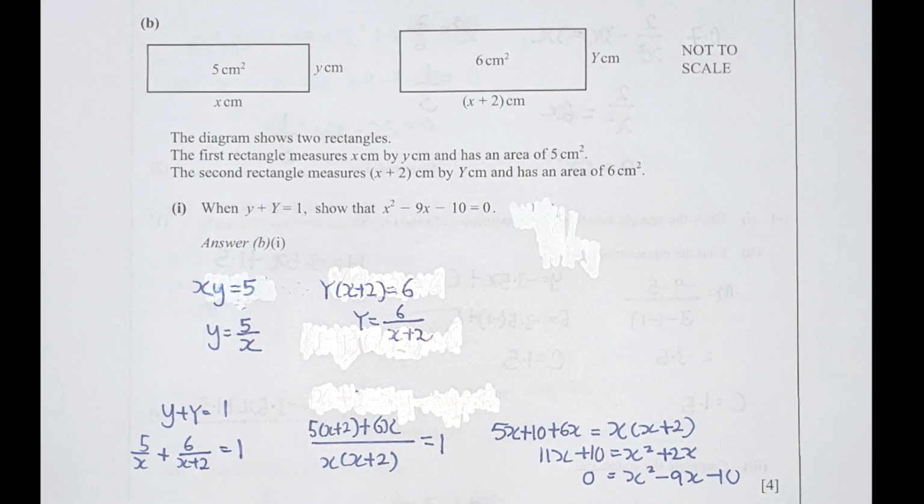As for section B, okay, first thing first, the area of the rectangle there, x times y will get you 5, whereby for the next one, y times x plus 2 will get you 6. So my y will actually be 5 over x, whereby for the bigger Y, it will be 6 over x plus 2. So y plus big Y equals to 1 will get you the information 5 over x plus 6 over x plus 2 equals to 1. By running the calculation, you will be able to prove that x squared minus 9x minus 10 equals to 0.